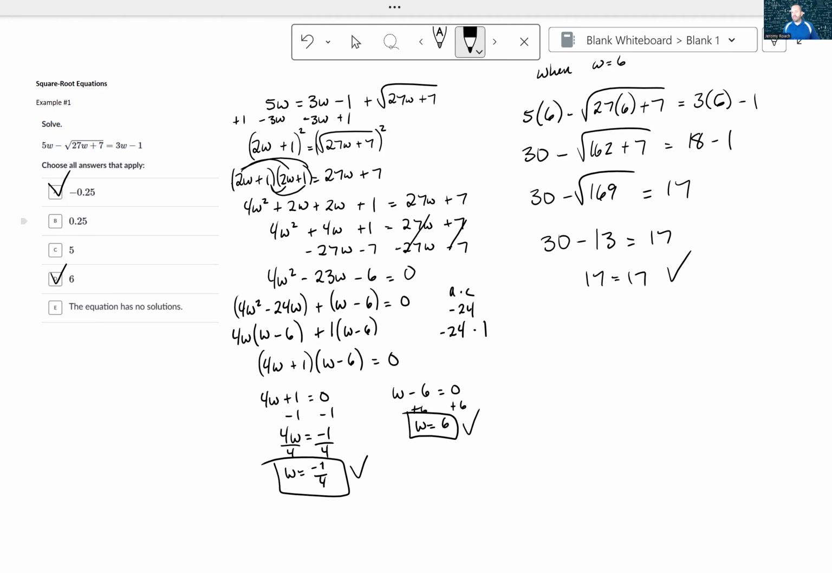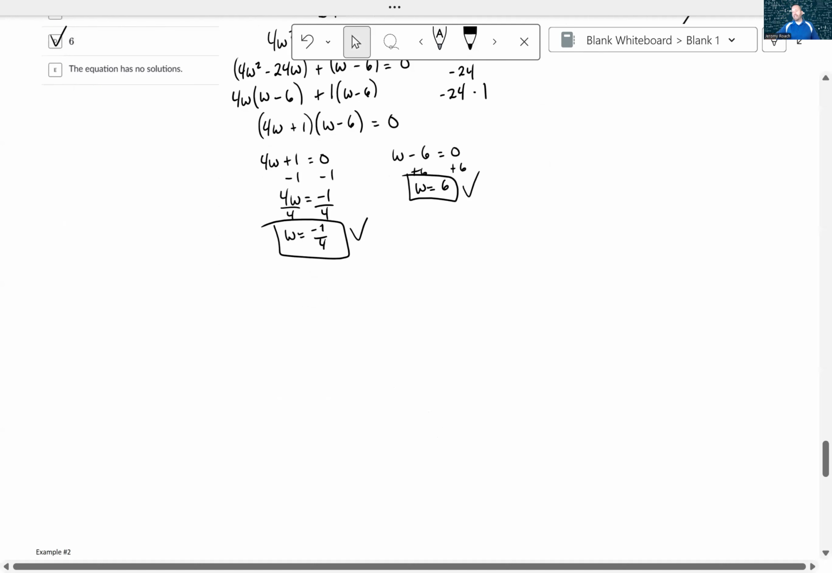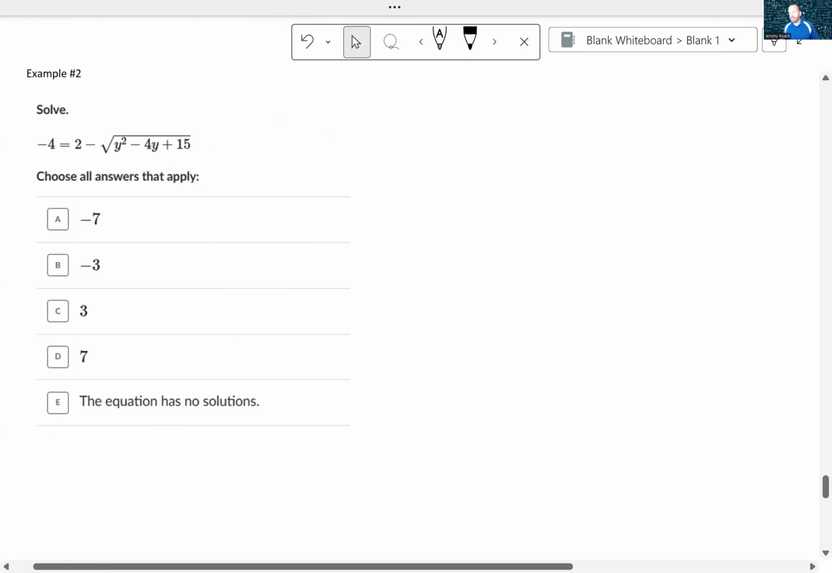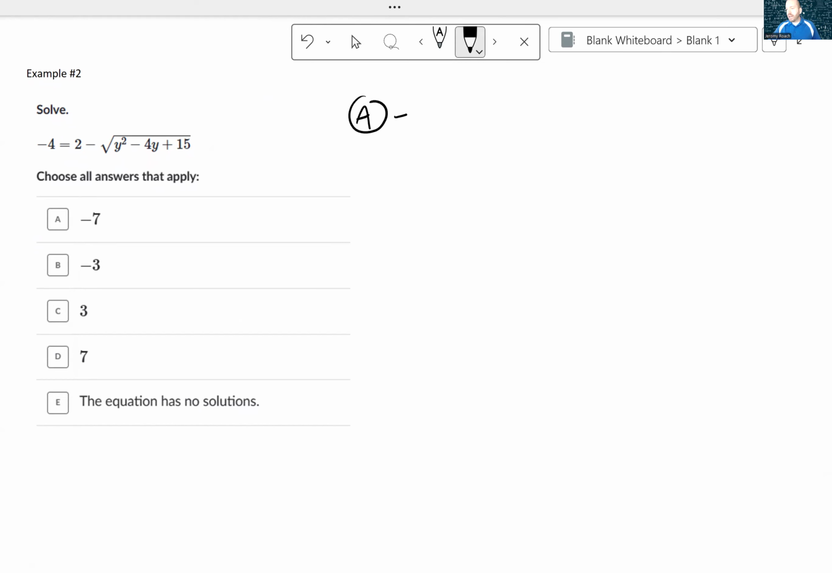All right, so this next method might save you time, it might not. This is a common strategy on the SAT and other tests to save you time. And that is looking at the answers and picking the value and seeing if it works. So it says choose all that apply, and y is our variable. So for A, we're going to check when y equals negative 7. And we're going to plug that in, see if it makes a true statement. So this might save you time.